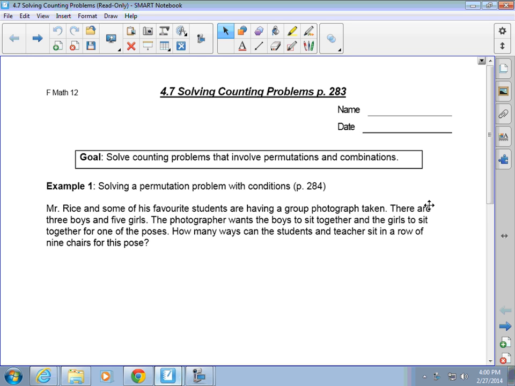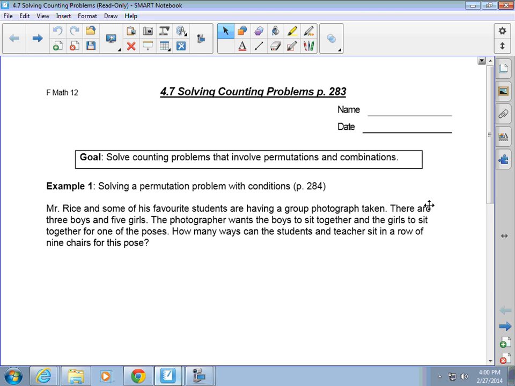4.7 is solving counting problems. So we're putting together everything that we've done in this unit with the fundamental counting principle, and permutations and combinations, and figuring out which is the one we need to use to solve problems.